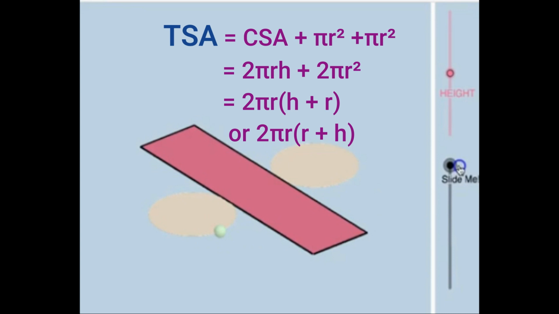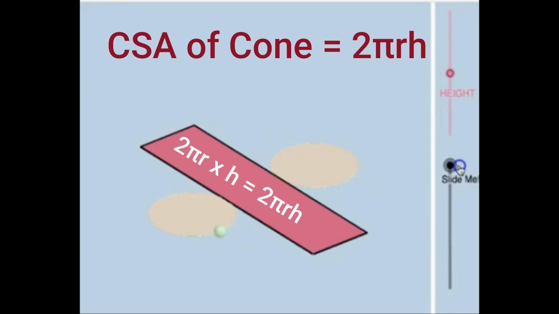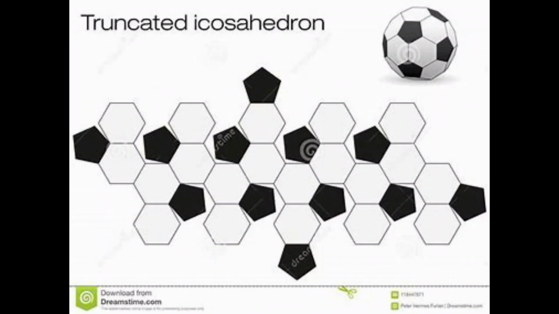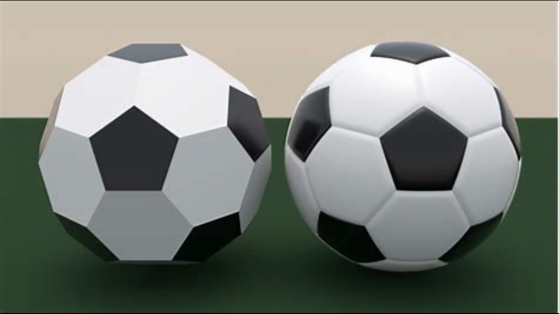So, what was the curved surface area of the cylinder? It is equal to 2 pi r h, the circumference into the height. We are going to study about the sphere in the next video.